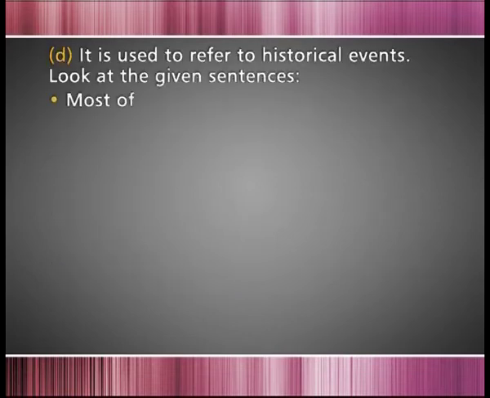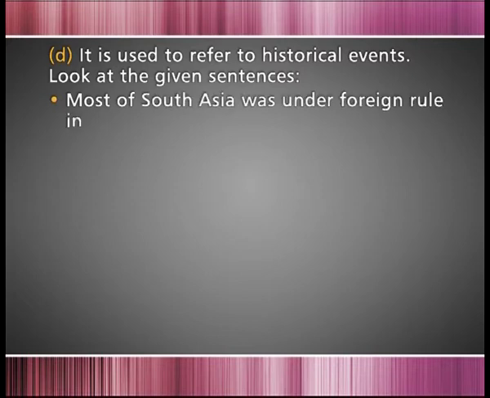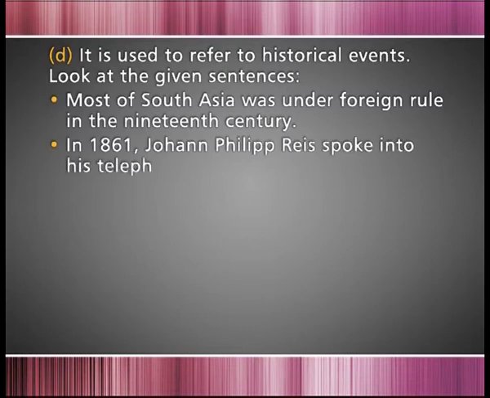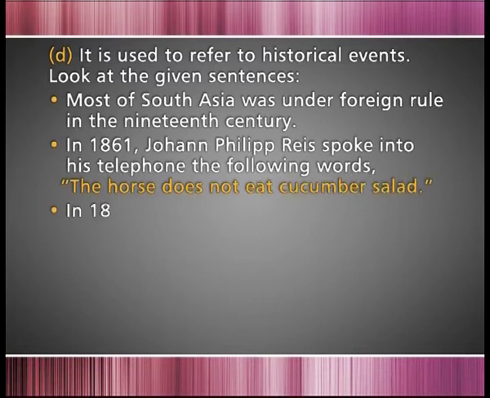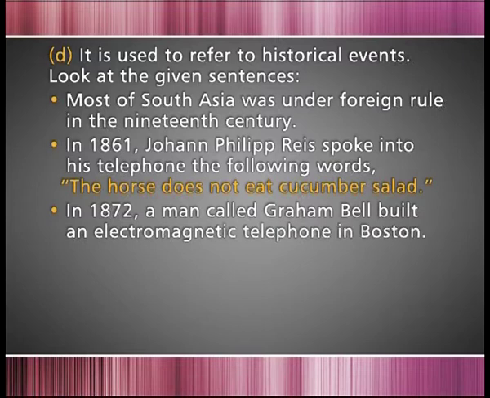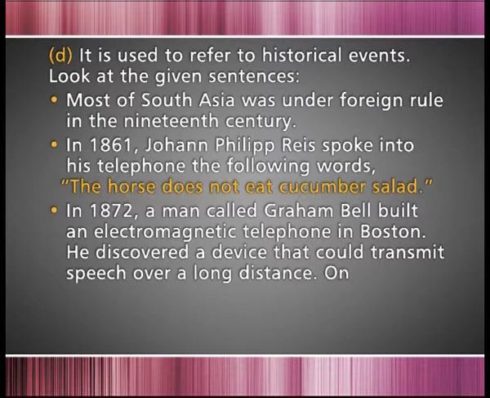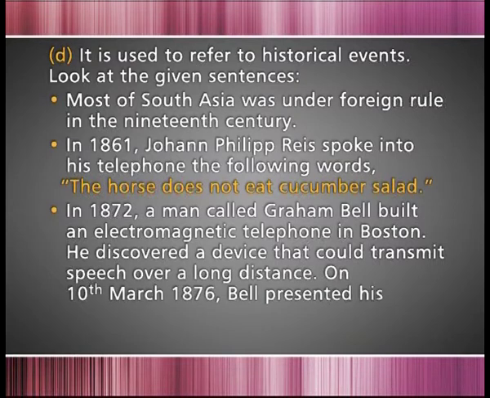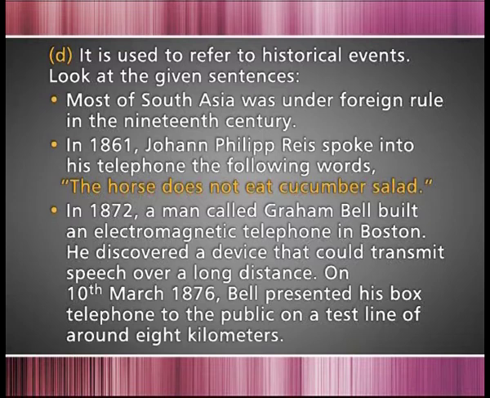Look at the given sentences. Most of South Asia was under foreign rule in the 19th century. In 1861, Johann Philipp Reis spoke into his telephone the following words: "The horse does not eat cucumber salad." In 1872, a man called Graham Bell built an electromagnetic telephone in Boston. He discovered a device that could transmit speech over a long distance. On 10th March 1876, Bell presented his box telephone to the public on a test line of around 8 kilometers.